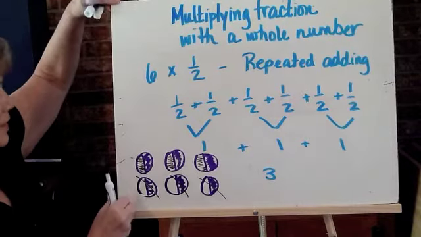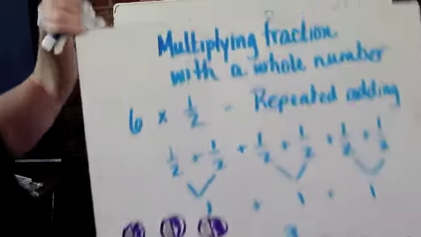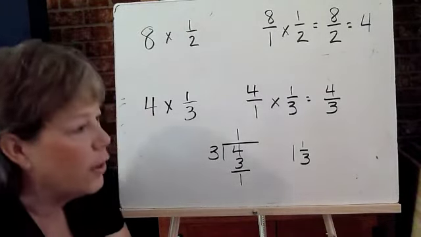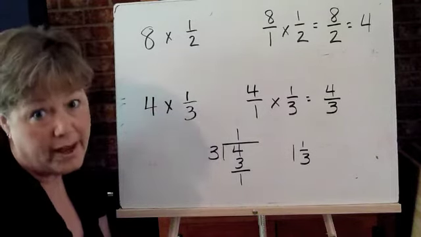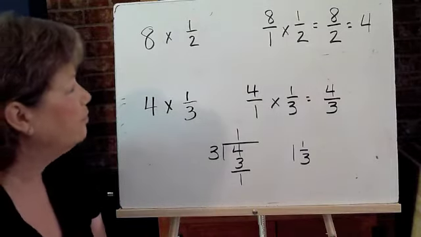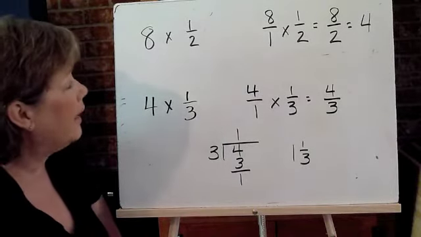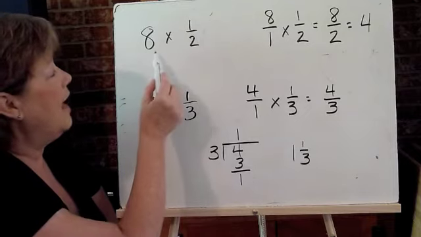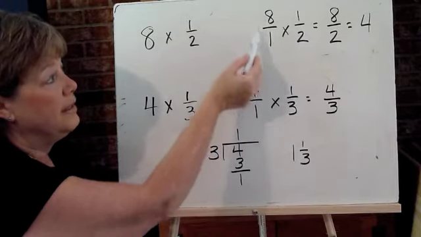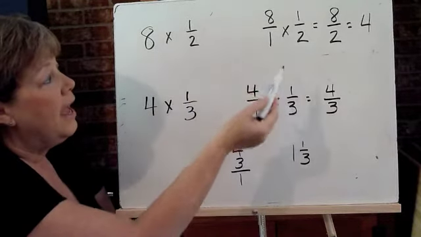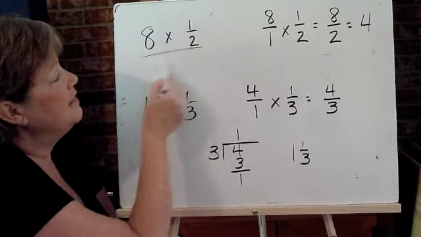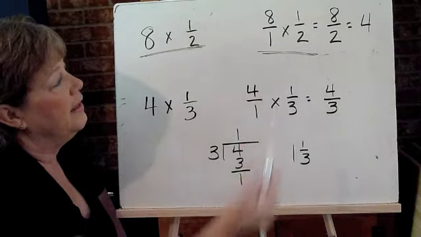So I want you to see another example, because we're not going to each time go 1/2 plus 1/2 plus 1/2 plus 1/2. So if we had 8 times 1/2, the way we would solve that mathematically is we know that 8 is the same thing as 8 over 1. That means 8 wholes. And so if I have 8 over 1 times 1/2, that's the same thing as this problem.